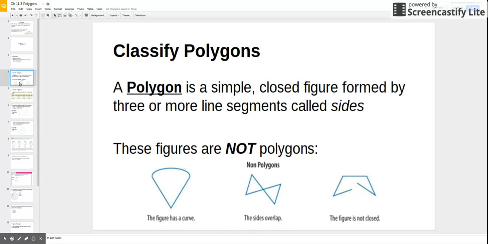A polygon is a simple closed figure formed by three or more line segments called sides. These figures here are not polygons. Notice this figure has a curve, these sides overlap, and this figure is not closed.